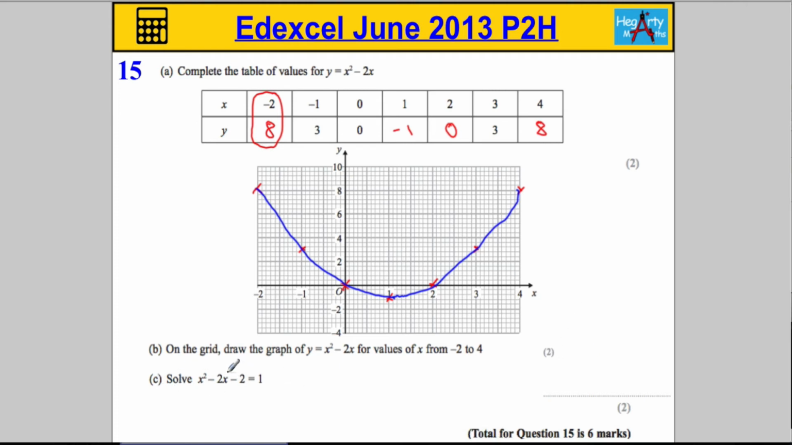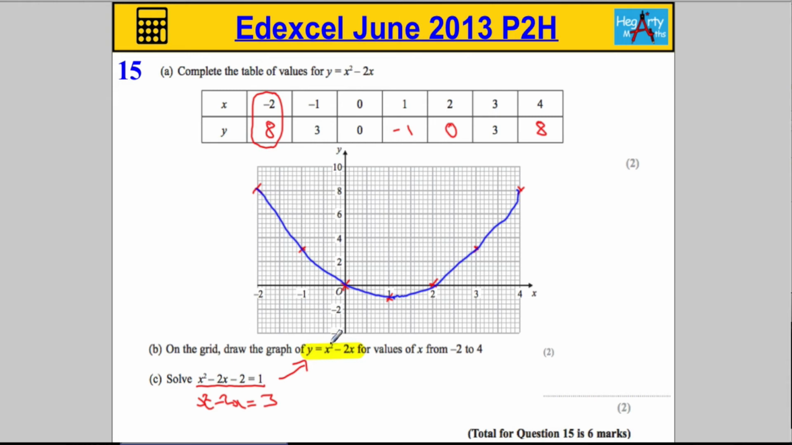Now the next part said solve x squared minus 2x minus 2 equals 1. And that looks suspiciously similar to what we've just graphed. We've just graphed y equals x squared minus 2x. So I'm going to rewrite this equation that they've asked me to solve. I'm going to add 2 to both sides, and we get x squared minus 2x equals 3.